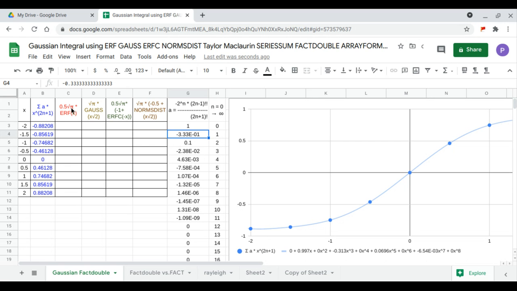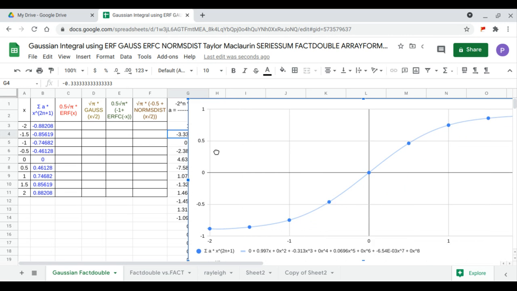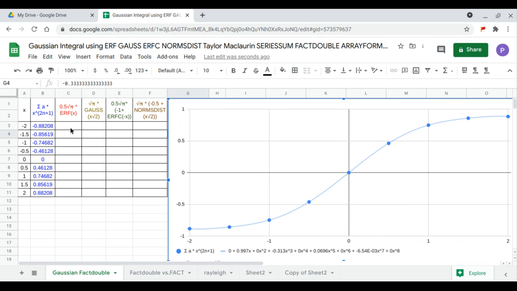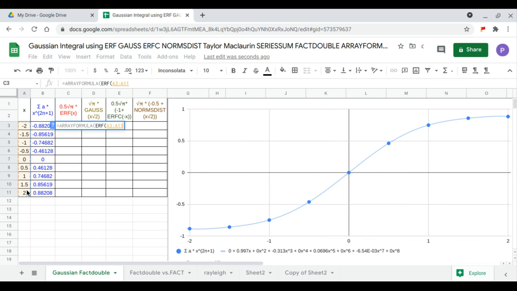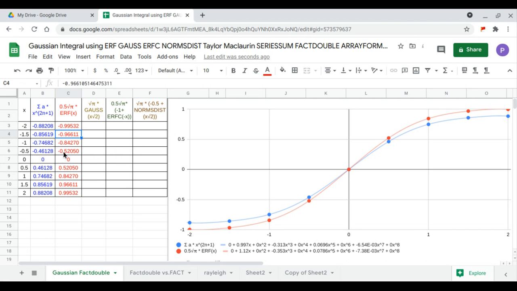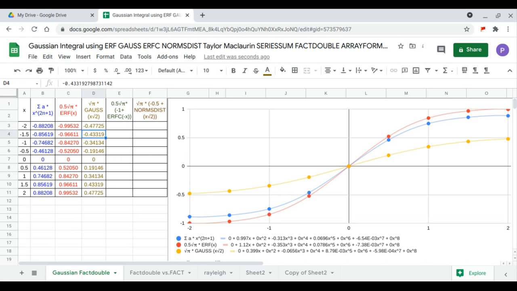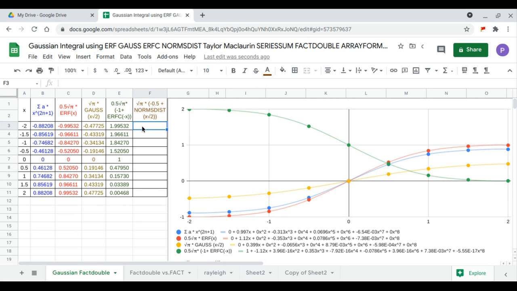We'll calculate also using the error function and the Gaussian function and the NORMSDIST function. We begin with the error function. So array formula, ERF of the x values. That's the error function. Then the Gauss function. This is equal to array formula, Gauss of the x values. Now the complementary error function, which is equal to array formula, ERFC of the x values. And finally, the NORMSDIST, which is equal to array formula, NORMSDIST of the x values.